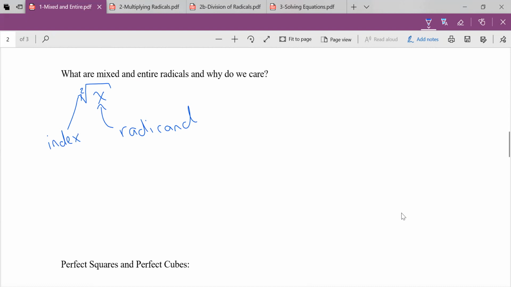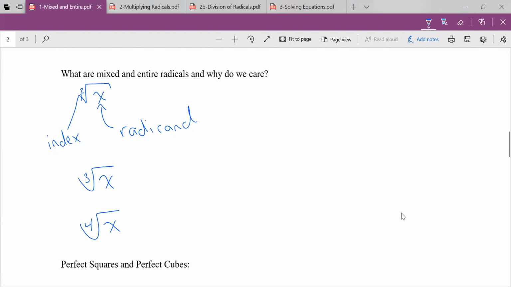Now, in general, we don't write the 2 just because mathematicians are lazy. We start writing an index when we're doing anything else other than square rooting. So if I was cube rooting, I would put the 3 there. And if I was fourth rooting, I would put a 4 there, and so on and so forth.